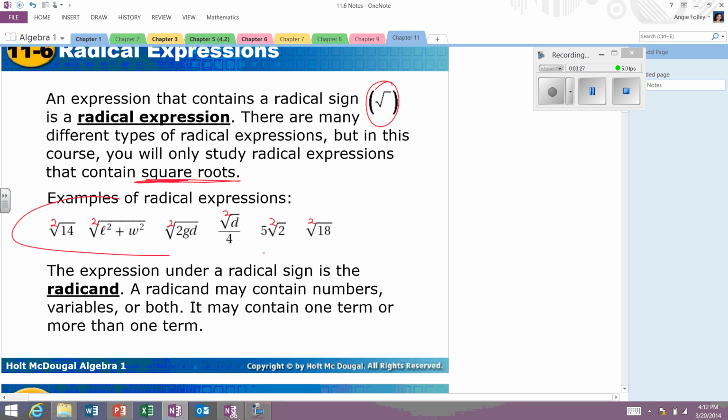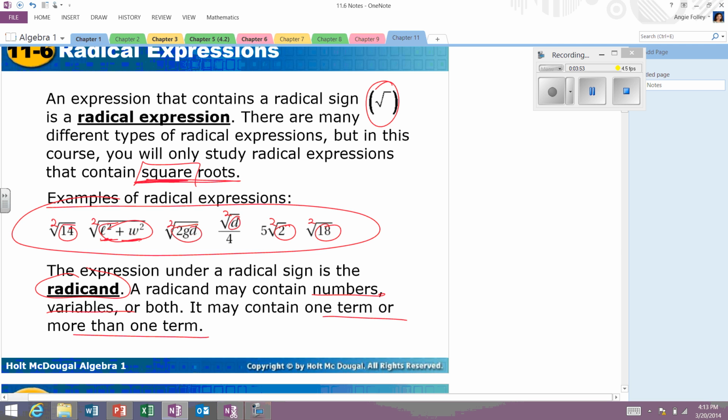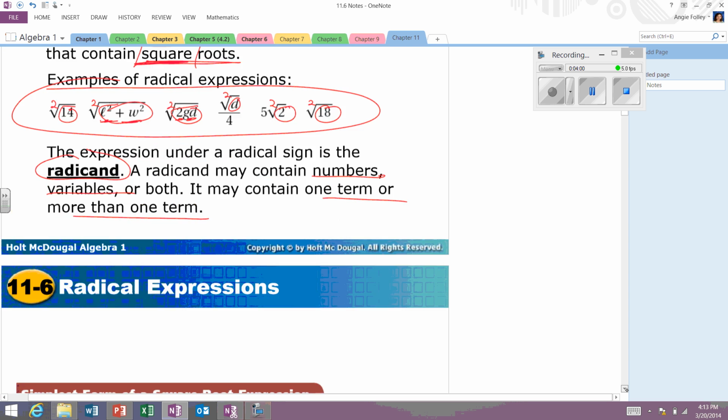So all of these here are examples of radical expressions with a square root. Even though it's not written, if it's not written, we're assuming it's a square root, okay? The expression under a radical sign is the radicand. So all of these things under the radical are called the radicand. And a radicand can contain numbers, it can contain variables, or it might contain both. It may even contain one term or more than one term. For example, this has 2 terms here. This has numbers and variables. So just be aware that that can be in all these radicands.